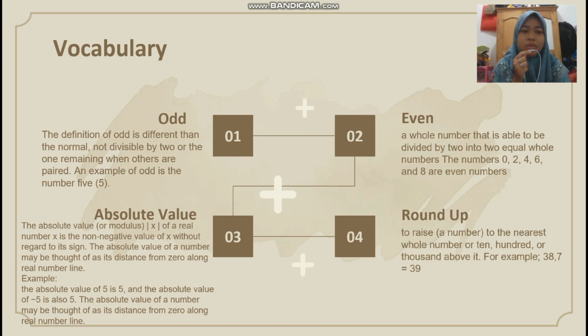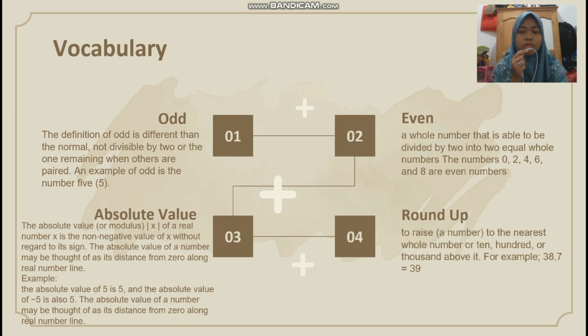The next is absolute value, which means nilai mutlak. The absolute value or modulus of a real number x is the non-negative value of x without regard to its sign. The absolute value of a number may be thought of as its distance from zero along the real number line. Example, the absolute value of 5 is 5, and the absolute value of negative 5 is also 5.